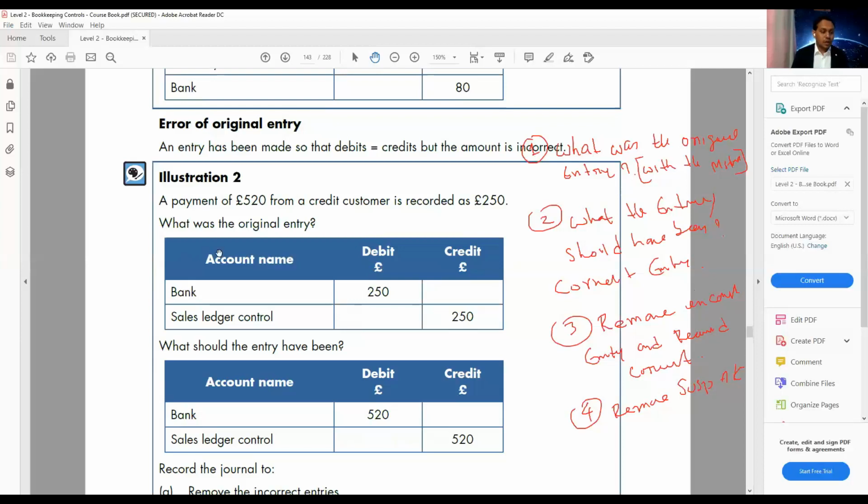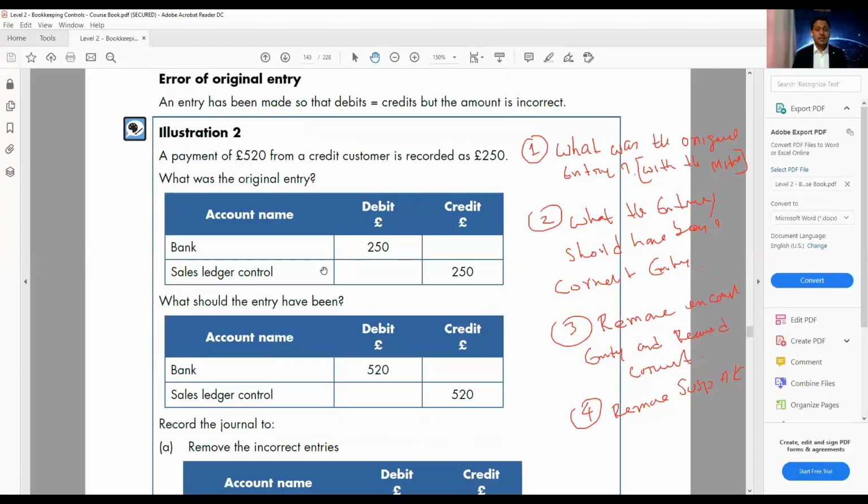How do we correct that now? What was the original entry? The original entry is the one with the mistake, isn't it? My mistake was bank 250, sales ledger control 250. If I receive money from my credit customer, money comes to the bank, so bank is debit, bank will go up. On the other hand, sales ledger control is the customer credit balance, so their balance will go down, so I make them credit. But they actually paid me 520 and I recorded 250, so I'm still expecting 250 more from them. But this is not right, isn't it? That was the original entry. Original entry means the one with the mistake. Remember that.